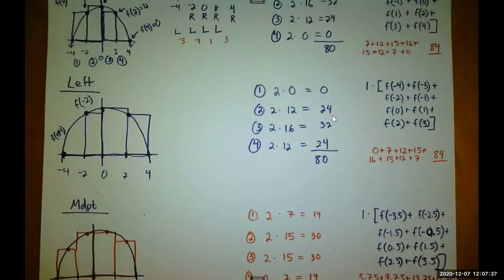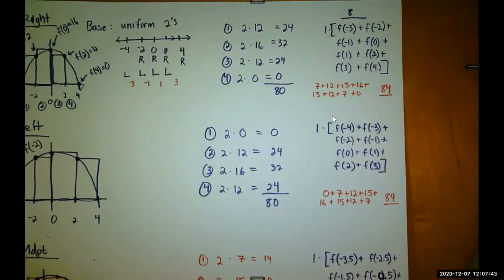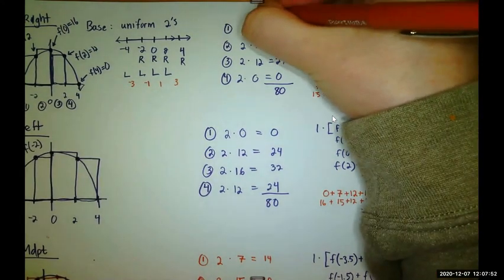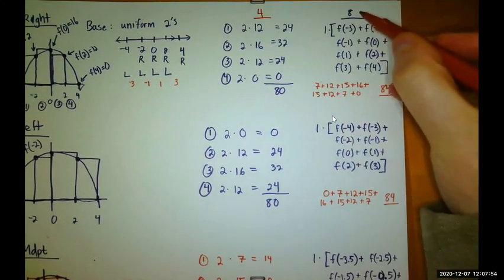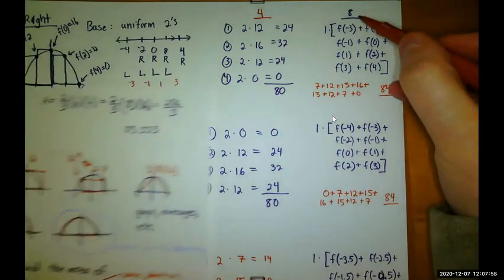While you were away, I did an additional set of calculations. I do not want you to write down these additional calculations. Instead, I just want you to observe that when we go from 4 rectangles to 8 rectangles, we get a more accurate value. What do I mean by that?